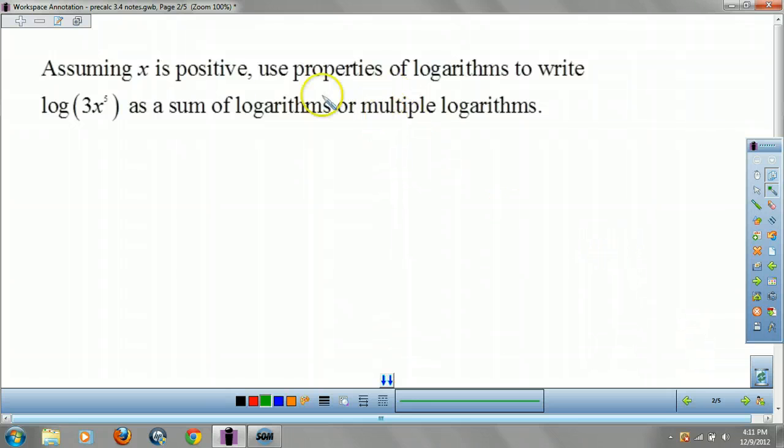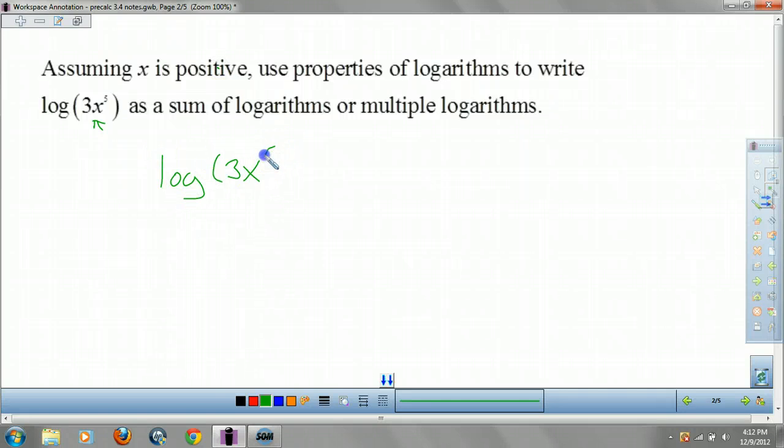Let's try this piece out. Use your properties of logs to rewrite this guy as a sum of logarithms of multiple angles. Oh, pause. I'm gonna fix. Alright, we're good. So first thing I'm going to do, I'm going to take this log of 3x to the 5th. By the way, guys, if you don't know by now, examples are noteworthy.